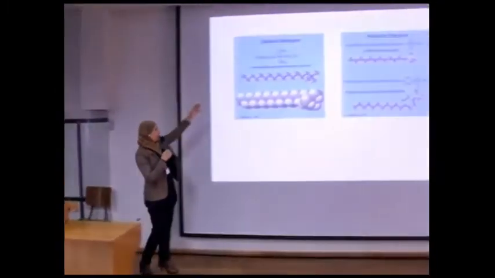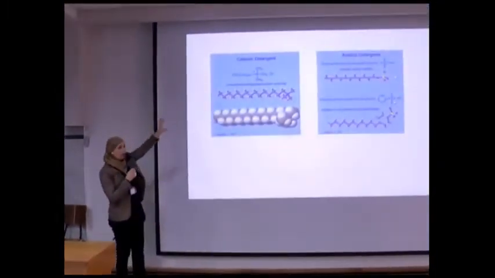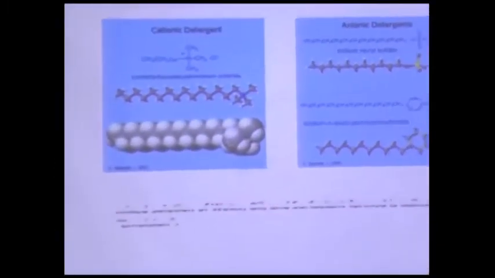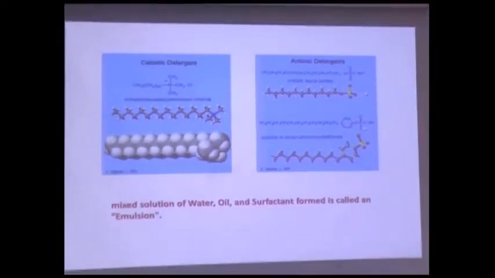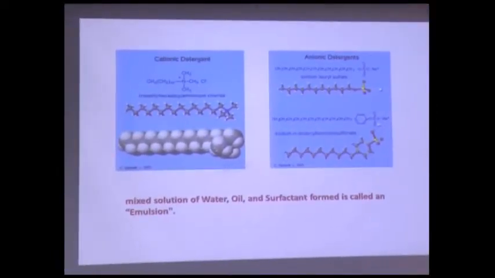Here are some examples of detergents which are used at home in everyday life, and we can see the hydrophobic part and the hydrophilic part of them. And when we mix oil, water, or any hydrophilic and hydrophobic liquids with a surfactant, we can get a solution which is called an emulsion.